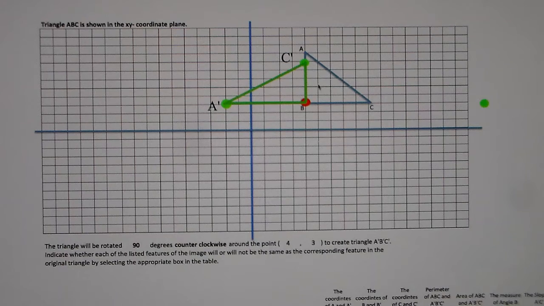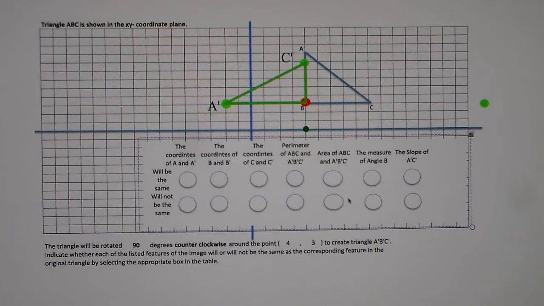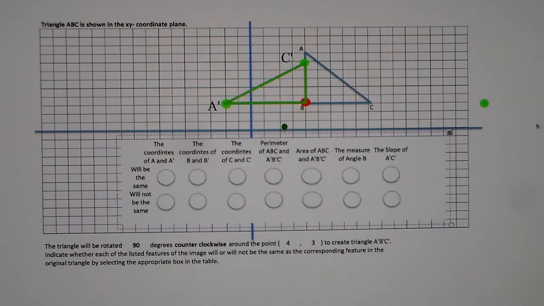Now the size of the triangle when rotated stays the same. So when we're filling in these dots, the same questions over and over, make them a little bit bigger too. The area of ABC and A prime B prime C prime stays the same. The measure of angle B, when it gets rotated, stays the same angle.